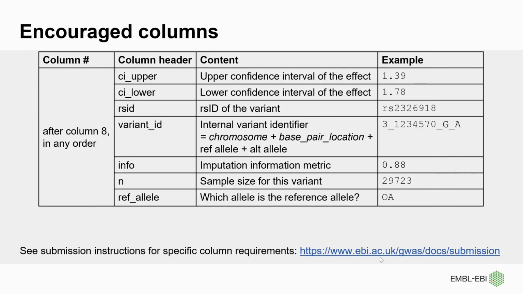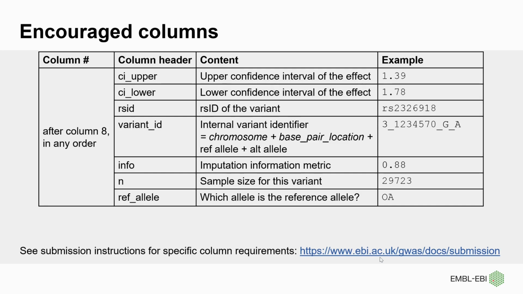So after that, there is a set of encouraged columns. These are standardized, but they're not mandatory. But we do highly recommend that you include them to make your file as rich and informative as possible. And for these, you also need to use the standard column headers that are listed here. So these are the upper confidence interval of the effect, the lower confidence interval, the RSID of the variant, if it has one, and then another column called variant ID, which is where you can give an internal variant identifier, which is just formed by concatenating the chromosome, the base pair location, and then the ref and alt allele.